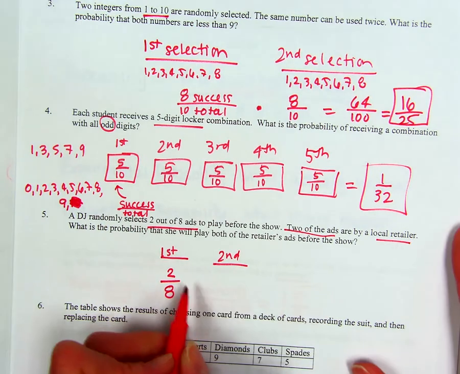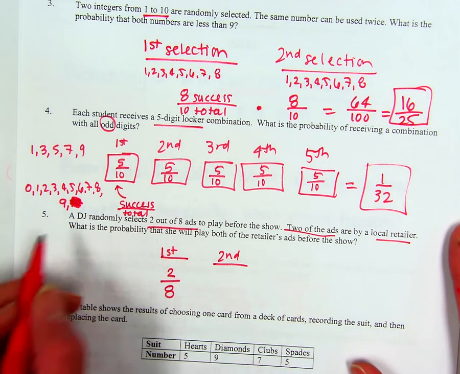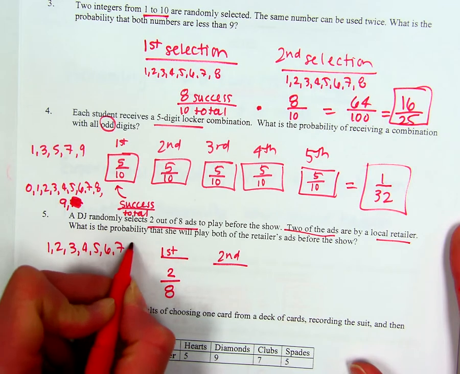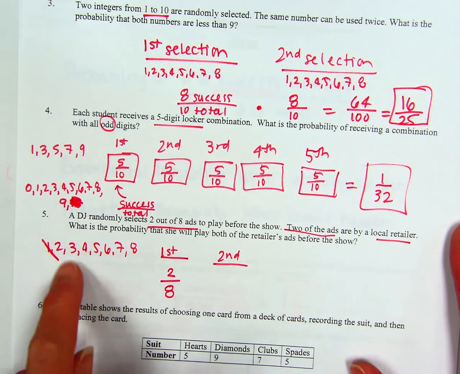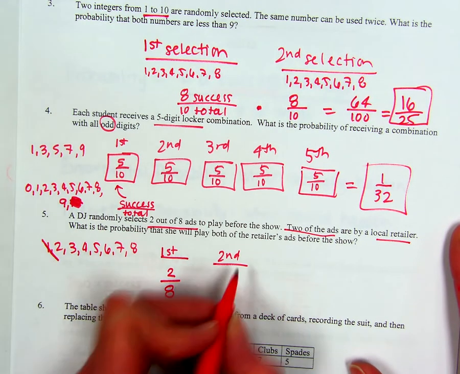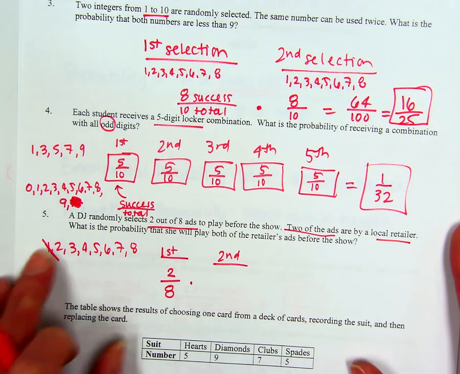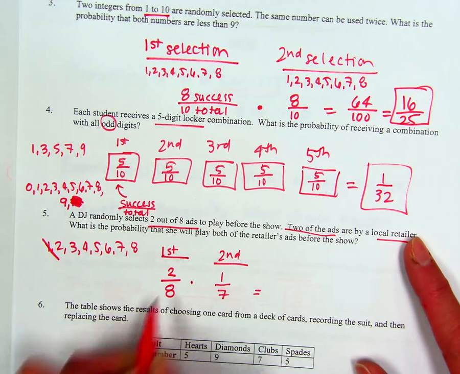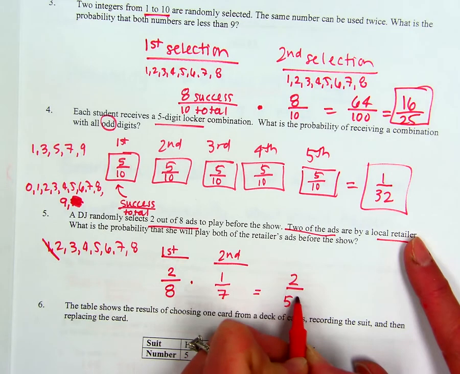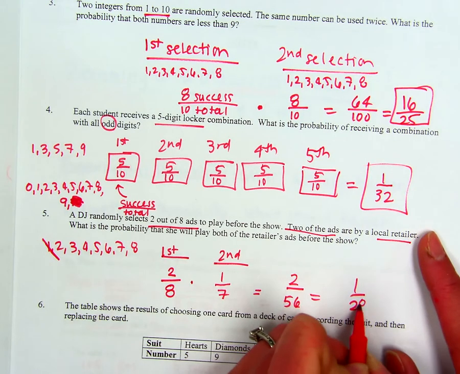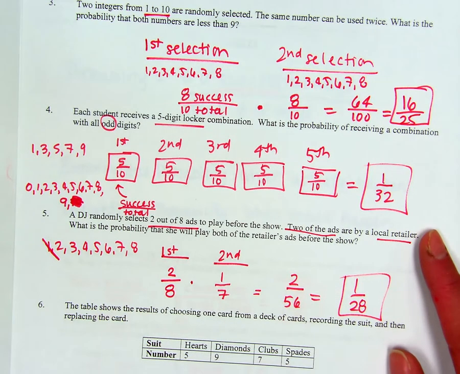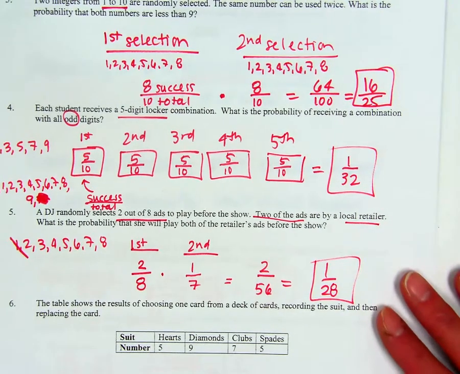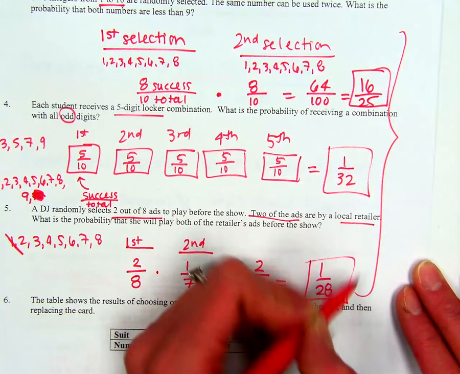Now, the second time around, if I've already played, let's say there's 8 ads, and I've already played one of them, now that only leaves me 7 of them. Okay, so let's assume that we've already picked one from the local retailer, so it's 1 out of 7. So when you multiply, you get 2 over 56, and if you reduce that, you get 1 over 28. All right, these are all theoretical probability. This is what theoretically should happen.